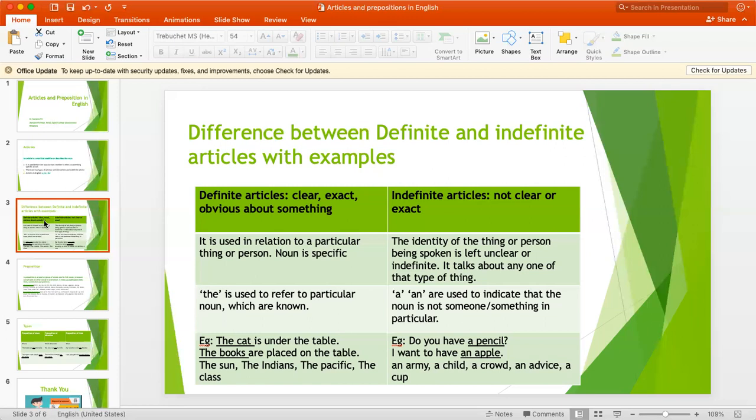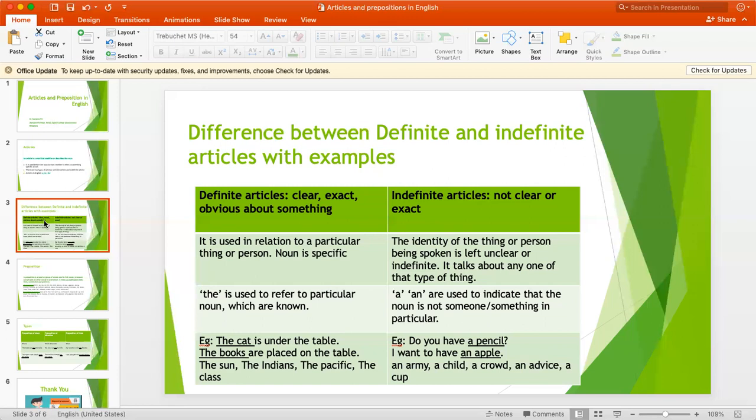So if it is a consonant, then we use a, and if the noun or word starts with a vowel sound, then we use an. So a and an are used to indicate a noun which is not someone or something in particular. Example: do you have a pencil? So I'm not specifying just one pencil.